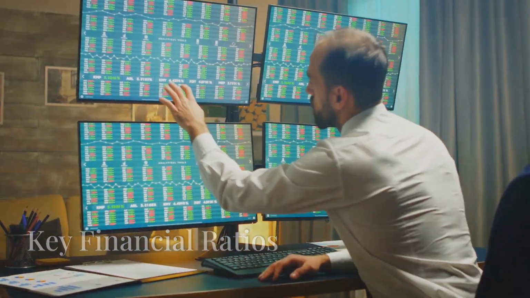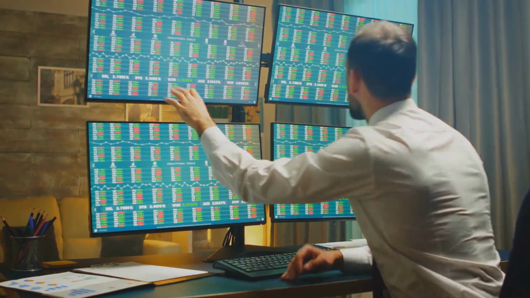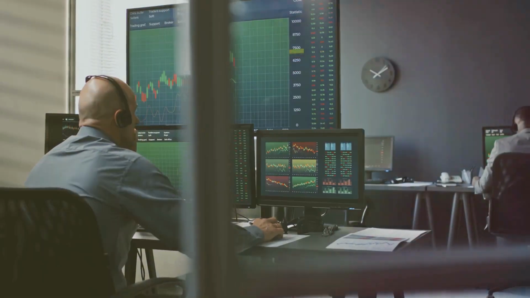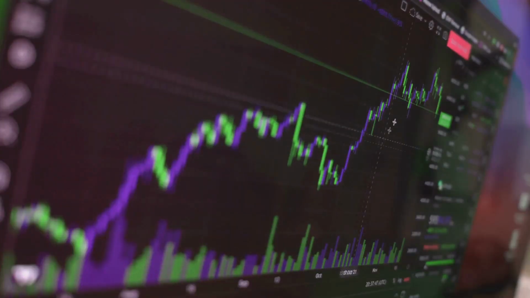Next, we analyze key financial ratios derived from these financial statements. These ratios help investors compare companies and understand their financial health. Here are a few important ones.